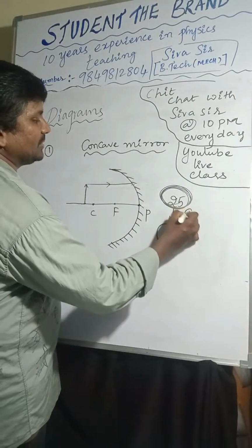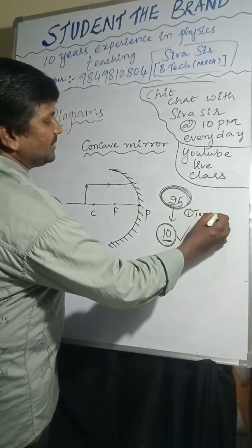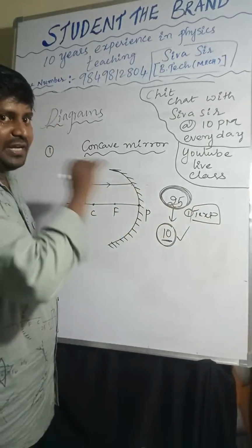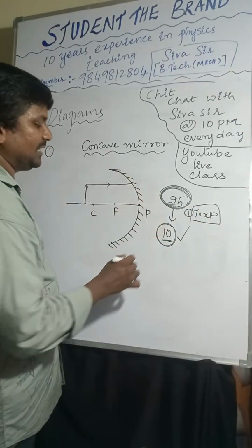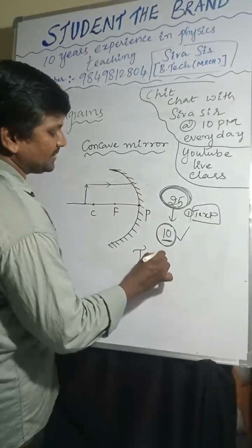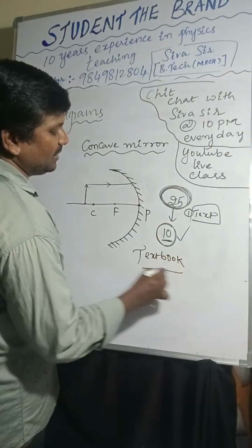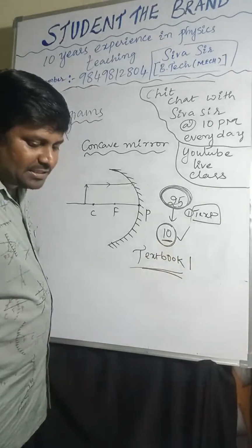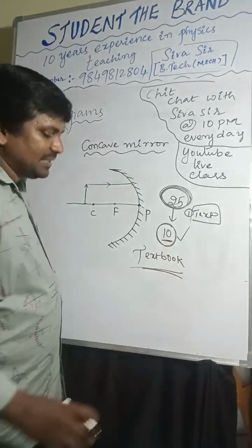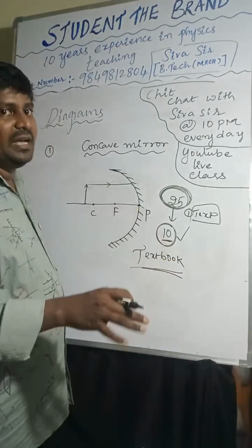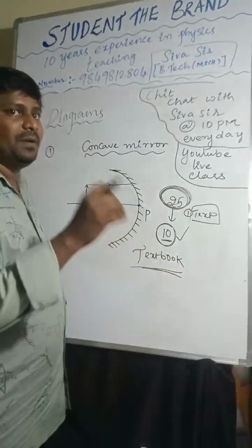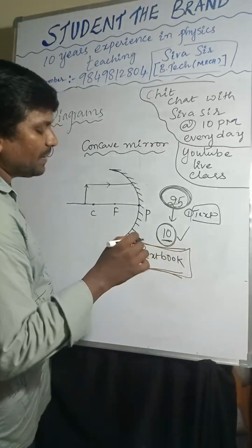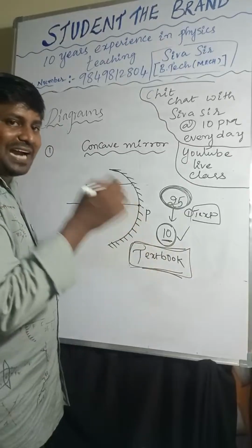The first point is the textbook. Give first preference to the textbook. Go through each and every line, each and every corner of the textbook. Textbook preparation is very important. If you want to score well in physics and science, textbook reading is compulsory. Read the textbook 100 times. Practice the textual questions.